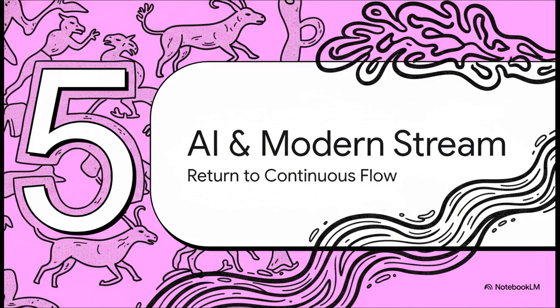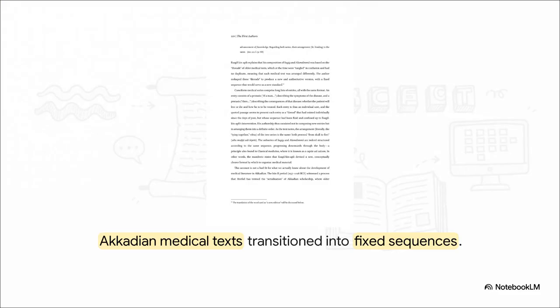And finally, Section 5, AI and the Modern Stream. Just when we think we've mastered this intense, discrete quantization of language, modern artificial intelligence is flipping the script entirely, returning us right back to our ancient roots. It's a fascinating historical irony, really.